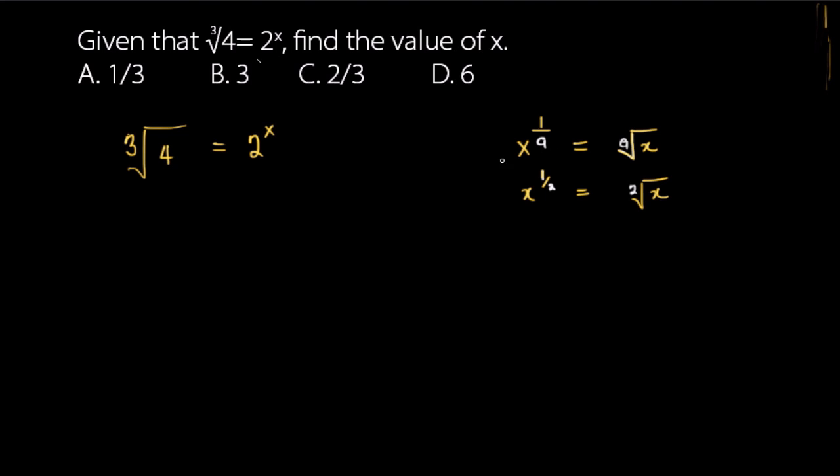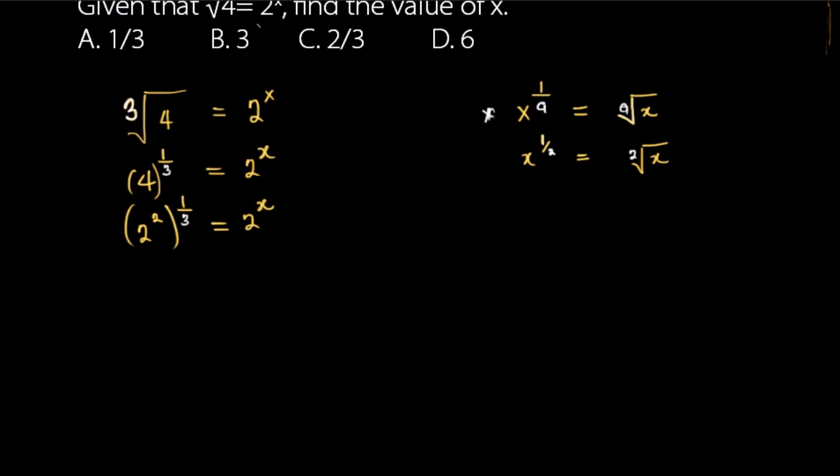So I'm going to use this information to rewrite the term on the left hand side. Let's highlight the radical we have here, the cube root of 4. According to this law, we can rewrite it as 4 to the power 1 all over 3. Now this equals 2 to the power x. The 4 here is the same thing as 2 to the power 2, multiplied by 1 divided by 3, so this equals 2 to the power x.